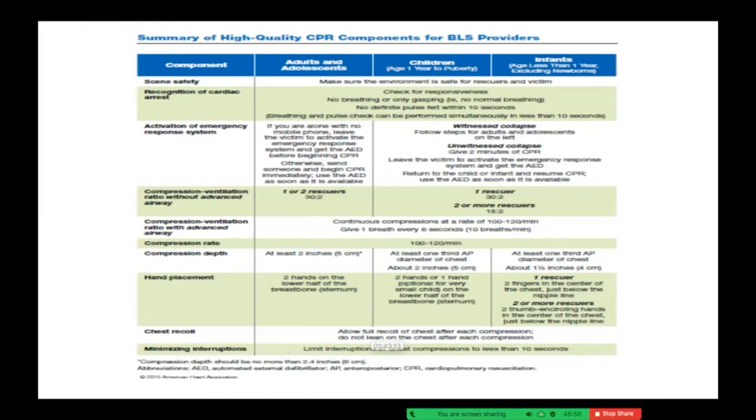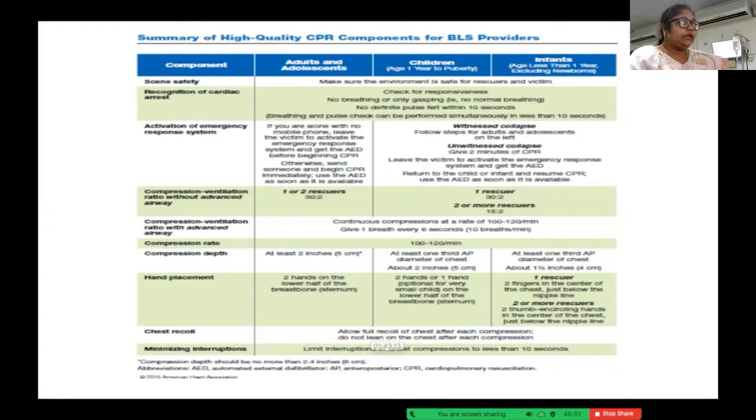So we'll go through the summary of the high-quality CPR components of BLS providers. Scene safety, making sure the environment is safe, like pulling out a child or a person who is in the swimming pool or in the water out of the danger area. Or if a child has crashed down in a treatment room and there are needles around. So scene safety is the same for child, adult, and an infant. By adult, we mean adolescents or above 8 years of age or till puberty.